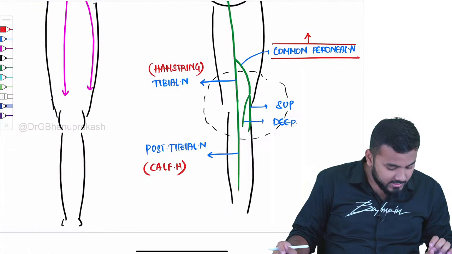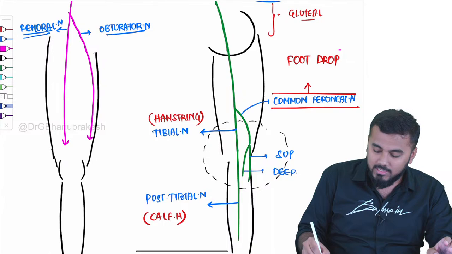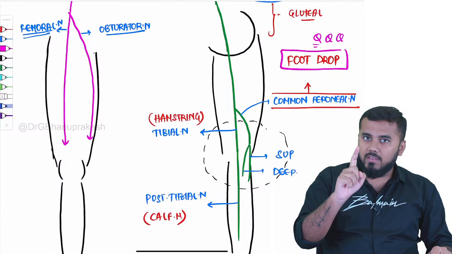Excellent. So, common peroneal nerve injury causes foot drop. It causes foot drop. Remember this thing, guys. Why I'm stressing is, definitely you will get questions on this, because at the end of this session of lower limb and upper limb, I will discuss all the nerve injuries. That time everything will be an MCQ. Okay, so remember it now.